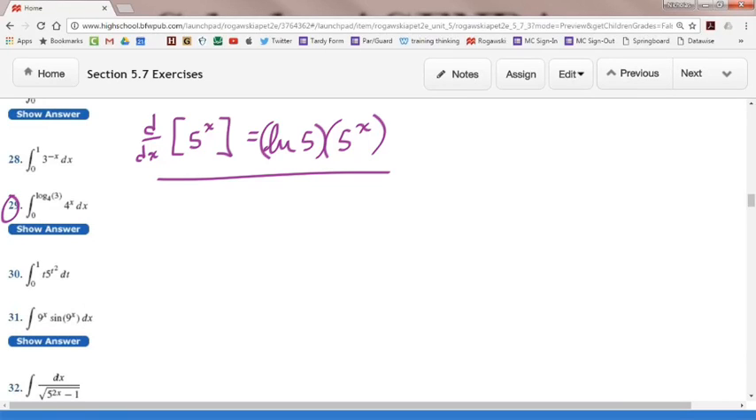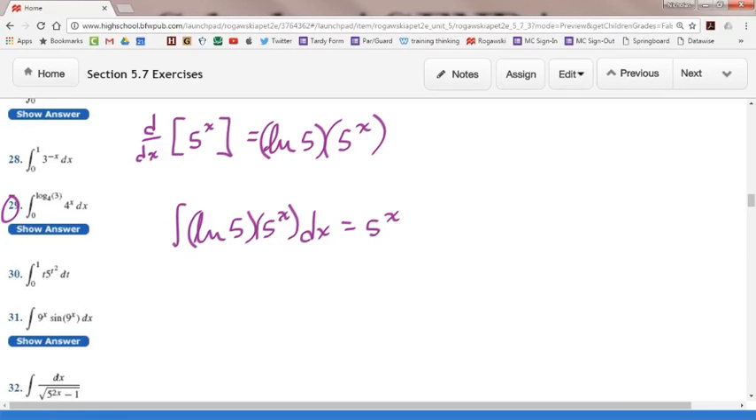Let's go back to this one right here and think. What if this problem said the integral of natural log of 5 multiplying 5 to the x power? Could you do it? Wouldn't this just equal 5 to the x power plus c? Do you see how we can go backwards with it?